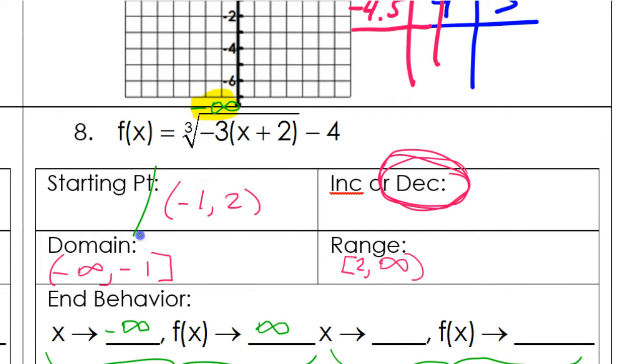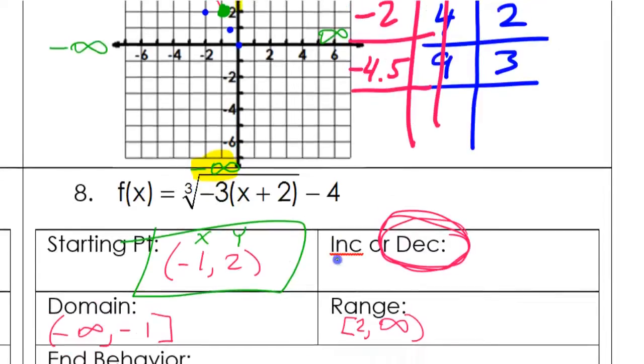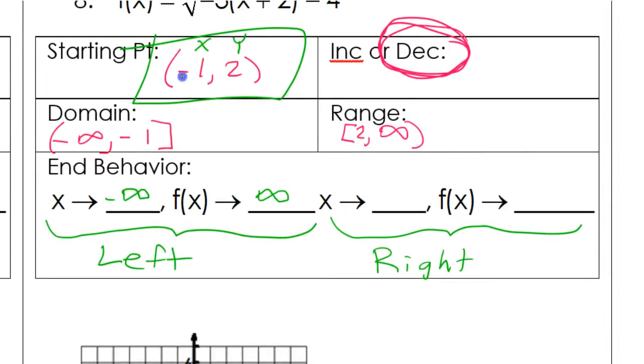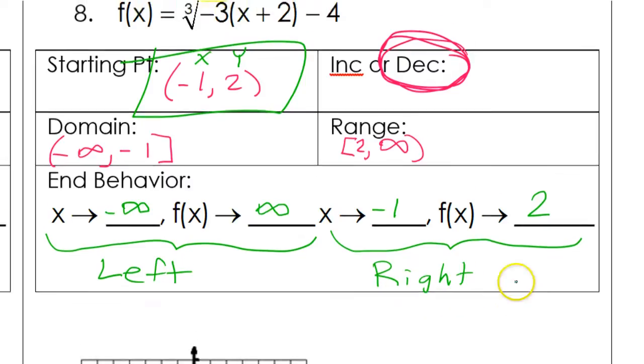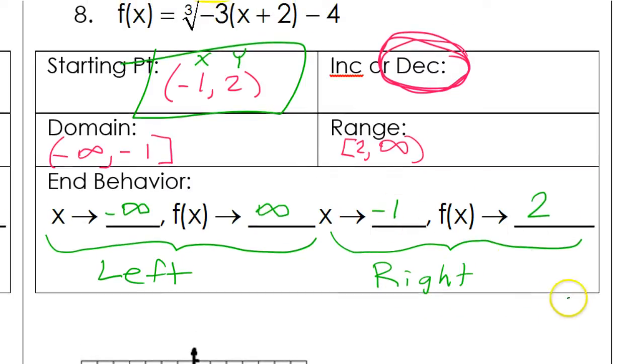Look at the starting point. You see there's your x and there's your y. Basically, I'm just about to mention those 2 coordinates. So as the x values approach -1, what do the y values approach? 2. It's the y value of that starting point. So that's what you do when it has a dead end like that. You just put the coordinates of the starting point.